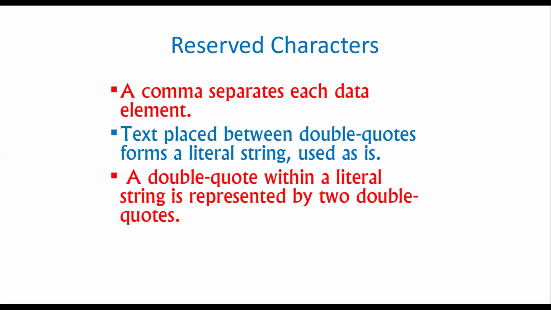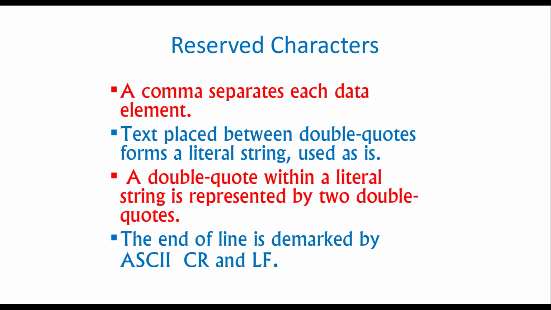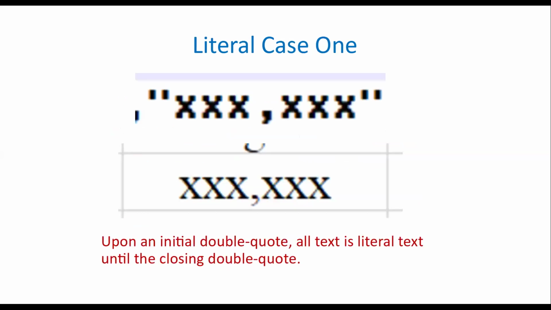And what do we do about a double quote inside a string, inside a literal string? Because it's used as a beginning and ending delimiter. So in this case, two double quotes are replaced by a single quote. And finally, the end of the line is demarked by the ASCII characters carriage return and line feed, as typical for text files.